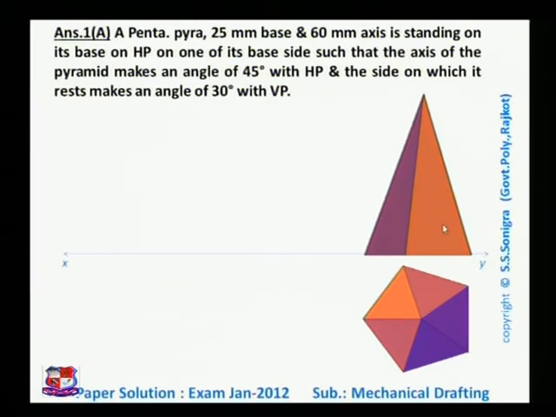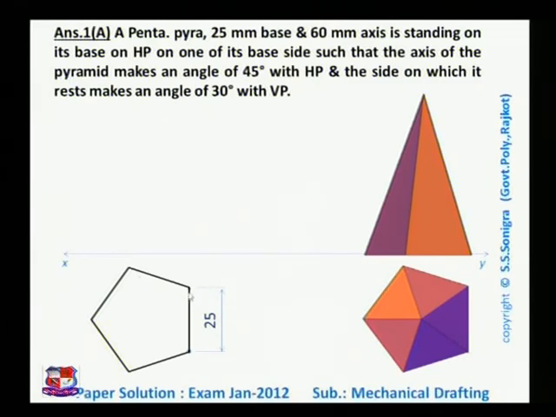Now to draw the solution of this problem, first we draw the XY line that represents the intersection of HP and VP, and draw a line of length 25 mm because the side length is given as 25 mm. This line segment is perpendicular to the XY line, and complete a pentagon. You can use any method to draw a pentagon, either the universal method or the method of angles.